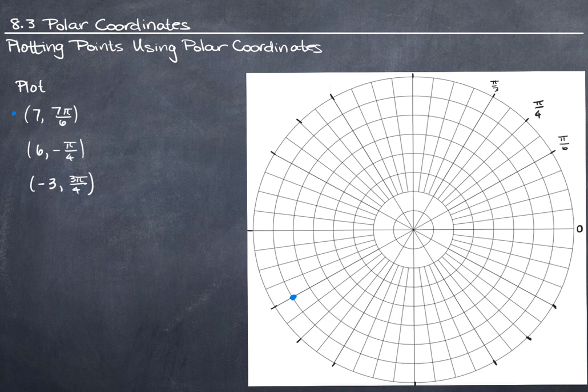Okay, for 6, negative pi over 4, since we're doing the angle first, we need to go around negative pi over 4. Remember that negative angles are just found by going in the clockwise direction. So this is a reference angle of pi over 4, so this is negative pi over 4. So I'm going to be working along this angle guideline right here. And I'm looking for a radius of 6.